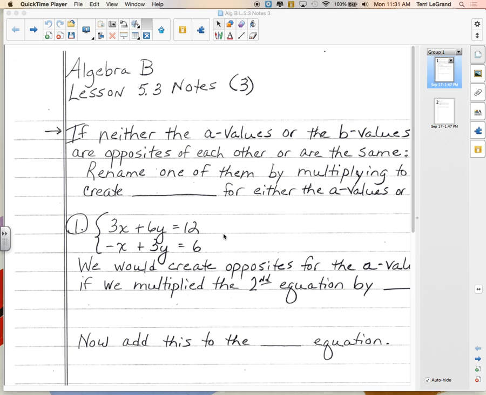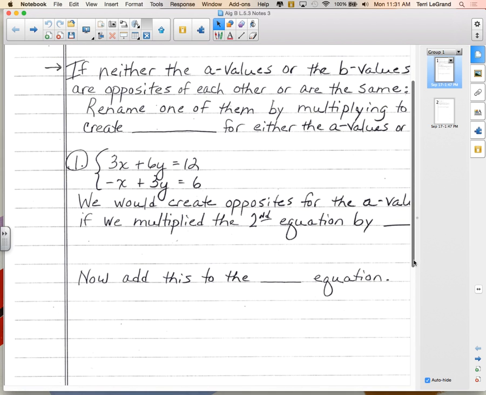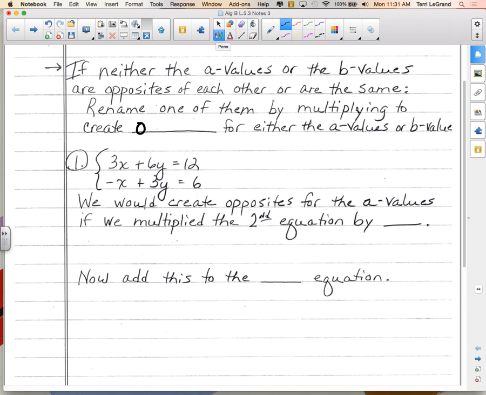So we're going to rename one of them today by multiplying to create opposites. We still have the same goal in mind. Our goal is always going to be to create opposites when we are using the elimination addition method to solve our system of equations. So go ahead and study that first system of equations we're going to solve.